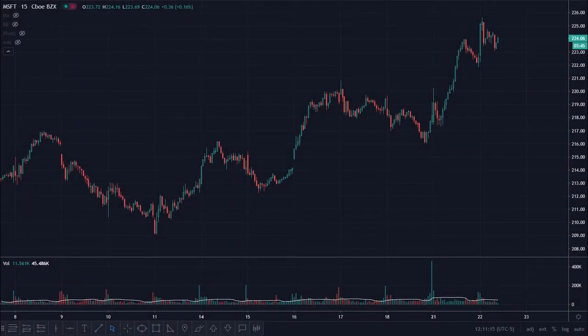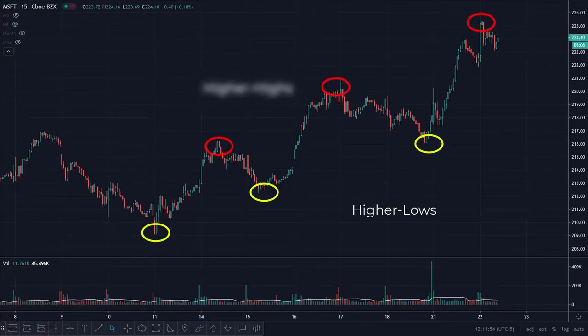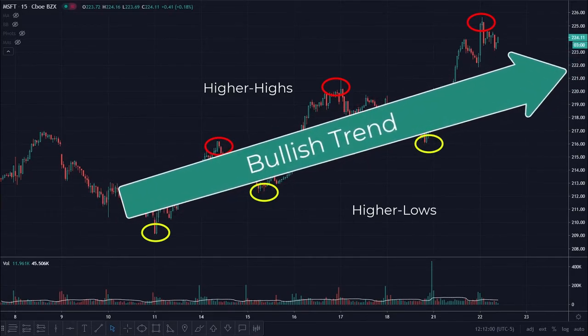Alright, so we are currently viewing Microsoft, the 15-minute chart, so each candlestick represents 15 minutes of price action. This would be considered a bullish trend. If we take a look at the lows of candlesticks, notice that the lows of the candlesticks are getting higher and higher and higher. If we take a look at the highs of candlesticks, the highs are getting higher and higher and higher as well. And so this would be categorized as a bullish trend.